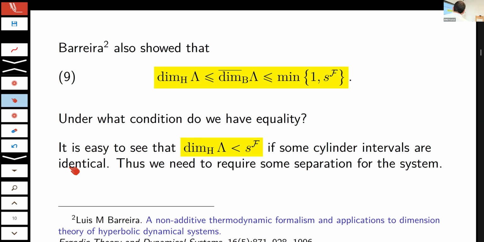It is quite easy to see that the Hausdorff dimension is strictly smaller than this value if we have some identical cylinder intervals in the construction, if we have some exact overlaps. So we surely need some separation condition to make sure that we have equality here.